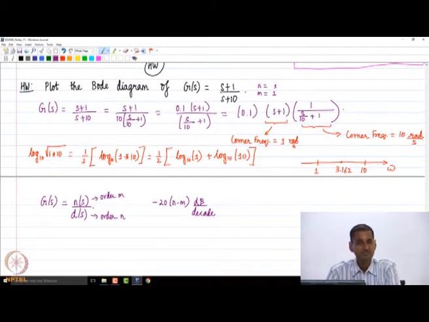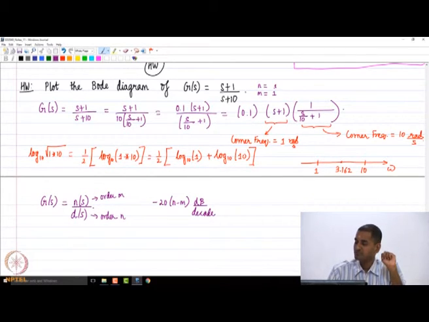Why? Because s plus 1 will contribute plus 20 decibels per decade, and 1 divided by s by 10 plus 1 will contribute minus 20 decibels per decade. What is going to happen? Both are just going to cancel out each other, right. That is what is going to happen. That is point number 1.